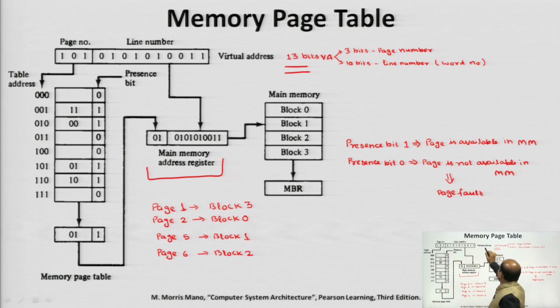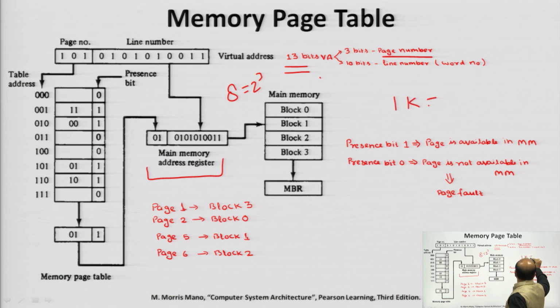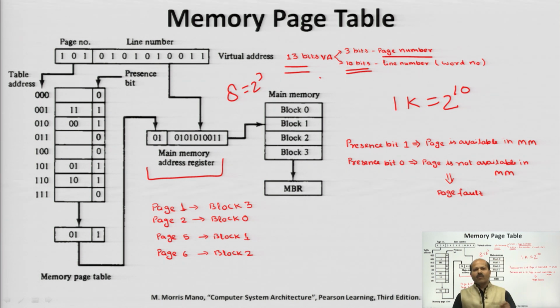First this virtual address is divided into 2 parts. First part is page number, which will be of 3 bits. Why? Because there are 8 pages. So, 8 pages means 2 to the power 3. 3 bits are required to address these 8 pages. So, 3 bits are used for page number, and one page will be having 1K words, which is nothing but 2 to the power 10. So, that is why 10 bits are given for line number or a particular word. So, this way we can use this concept of mapping.